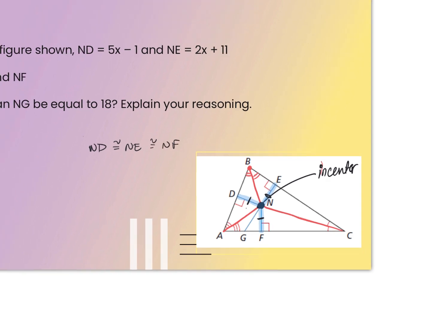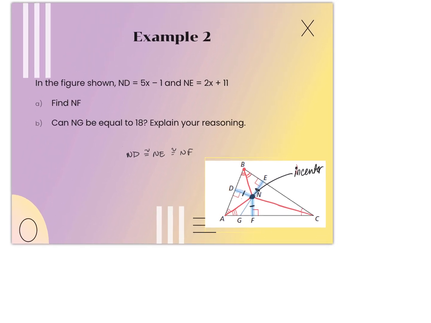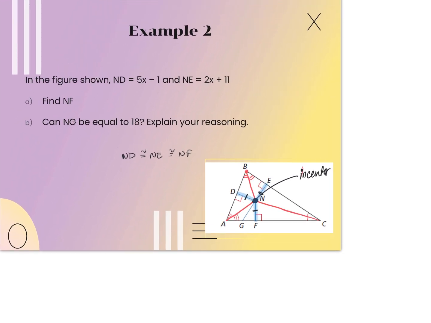And so if I go back to the beginning of the problem, it says in the figure shown, ND is equal to 5x minus 1, and NE is equal to 2x plus 11. Well, I can set these equal to each other because I know that all three segments equal the same thing. If I do the math, I'm going to be able to solve for my missing variable. I'm going to add 1. I get 3x equals 12, so x equals 4.